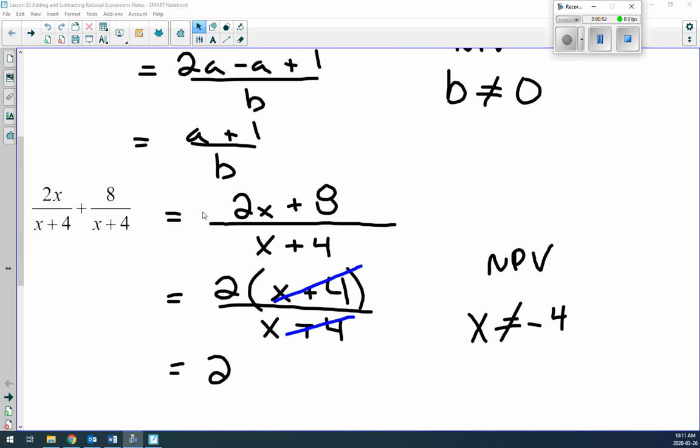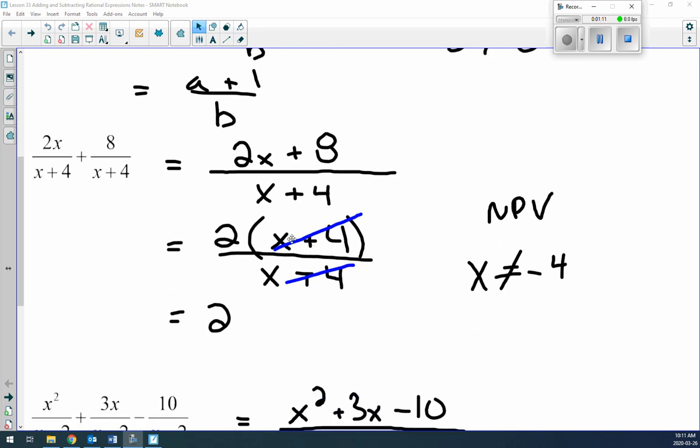Next one, 2x over x plus 4 plus 8 over x plus 4. And if you notice, common denominators, both of them are x plus 4. So all you do is take the numerators and add them together. There we go. So 2x plus 8. Now, what you got to realize is, 2x plus 8, there's a GCF there. I can pull that out. So I take out a 2, and I'm left with x plus 4.